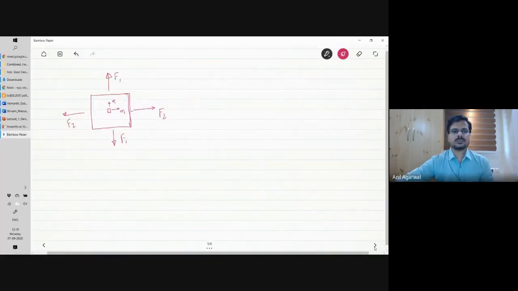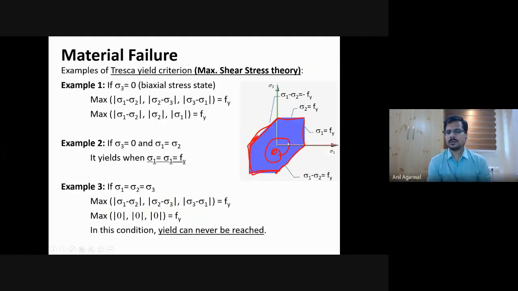And let's say we take a situation where both F1 and F2 are equal. So F1 is equal to F2, and the geometry is also square. So basically, as a result, your sigma 1 is equal to sigma 2. If that is the condition, then within this geometry, if I extend it, where is the line sigma 1 is equal to sigma 2? That is this line, right? Sigma 1 is equal to sigma 2.